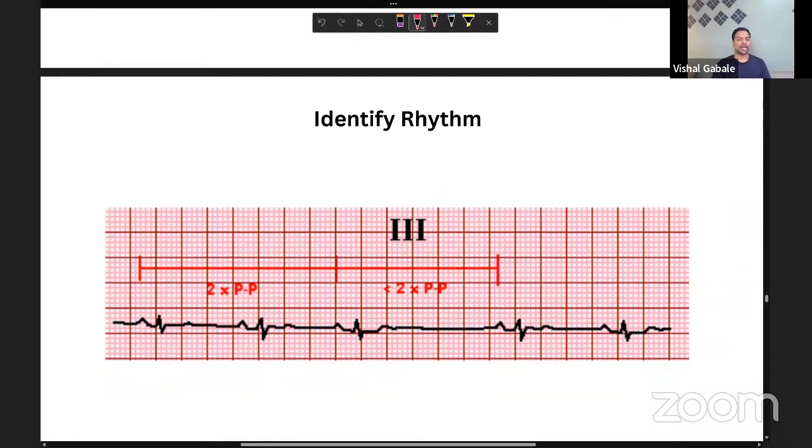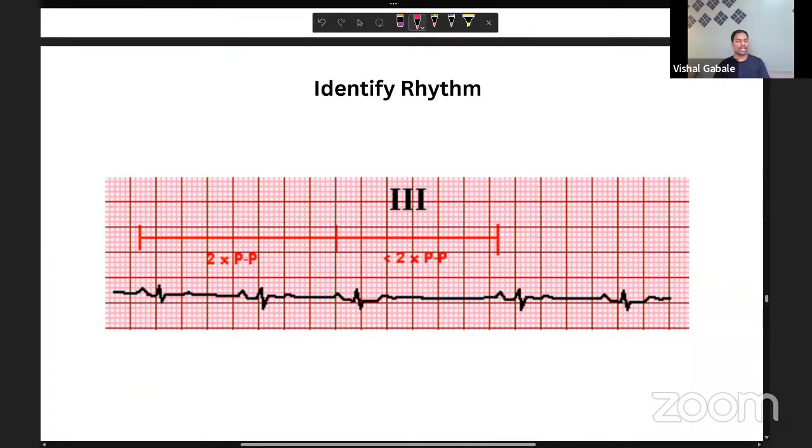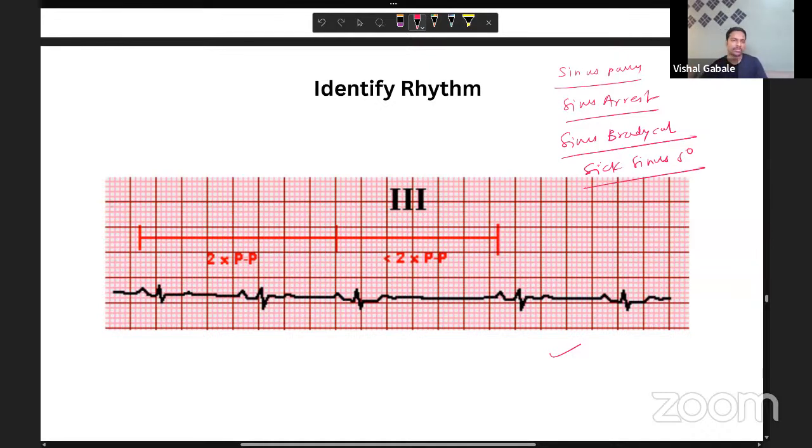So, approach to bradycardia now. Let's quickly see about this. Can anybody tell me what is the diagnosis in this ECG? I will give options. Is this sinus pause? Is this sinus arrest? Is this sinus bradycardia? Or is this sick sinus syndrome? So it is not sick sinus syndrome, it is sinus pause.